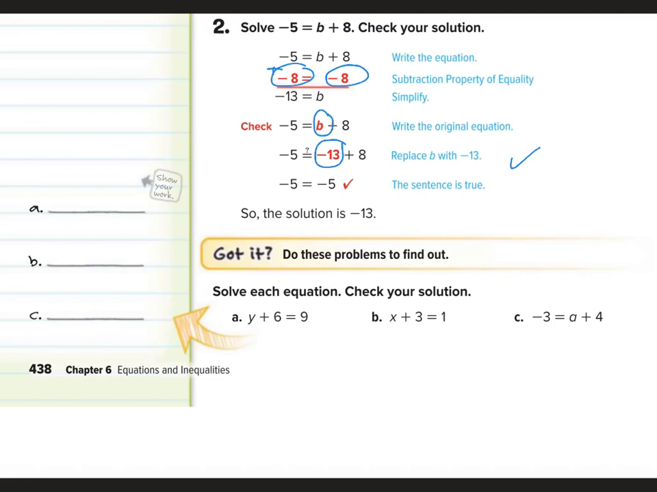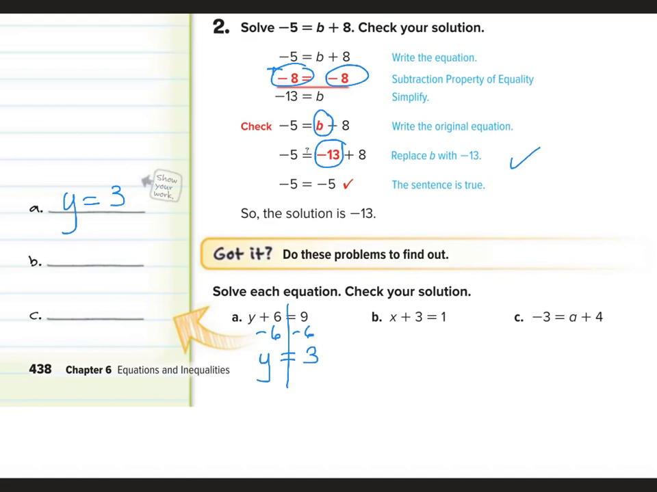Okay, we're back. Solve each equation, check your solution. I see that I have a 6 on both sides and I want to get y by itself, so I'm going to use the subtraction property of equality. Subtract 6 from both sides. I'm left with y equals 9 minus 6, which is 3. So A is y equals 3.